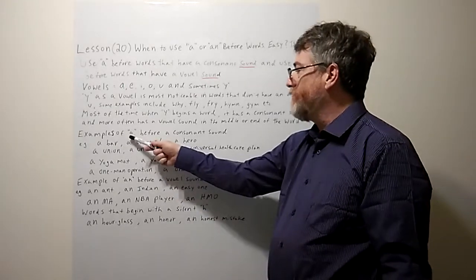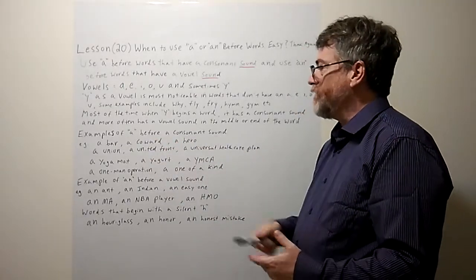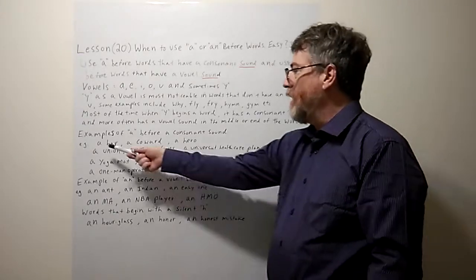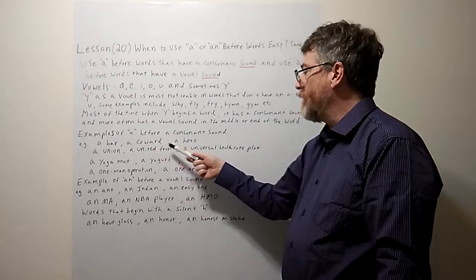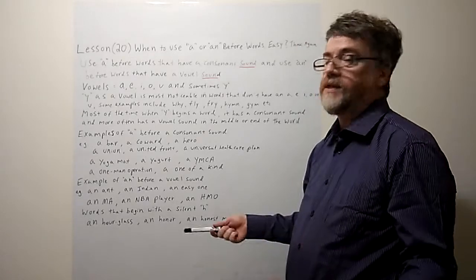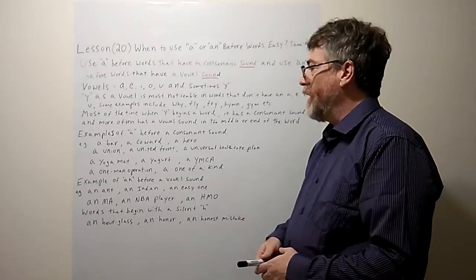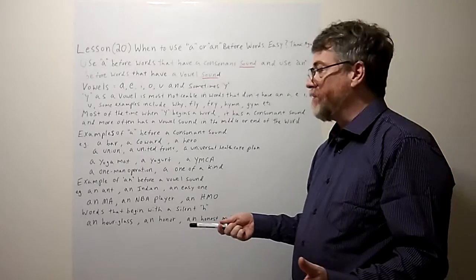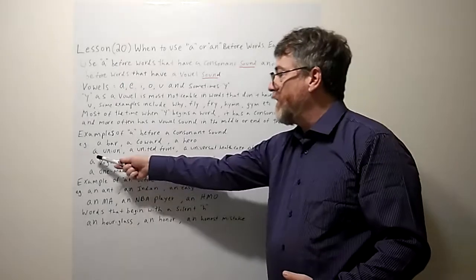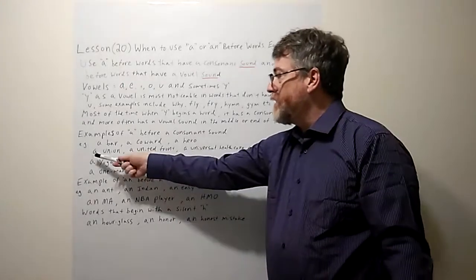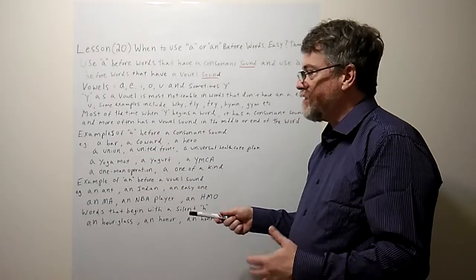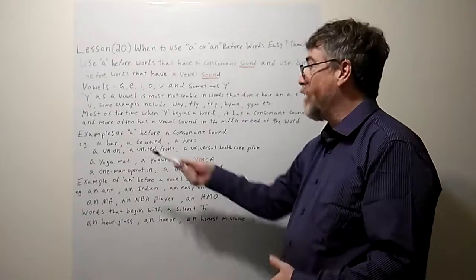Alright, so examples of a before a consonant sound. Alright, the first row is the normal ones, the ones that we don't even have to question, like a bar, a coward, a hero. Okay, all of those begin with consonants and they do have consonant sounds, so no problem. Alright, here's where we do come in with a problem. Just like I said, the example before, like a university. Here you have a union, same thing. See the and it begins with U. But really, the union doesn't really have a vowel sound. It has like a Y consonant sound.